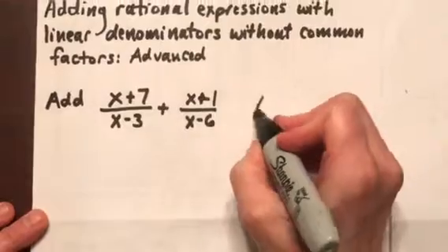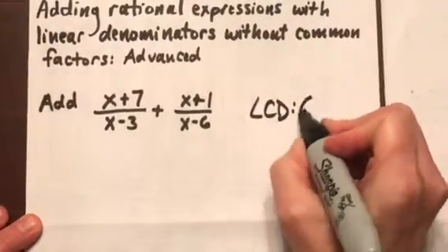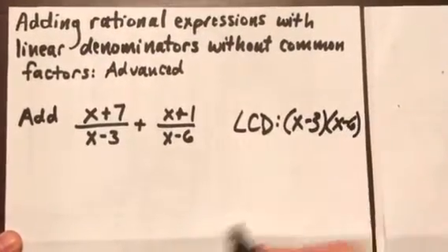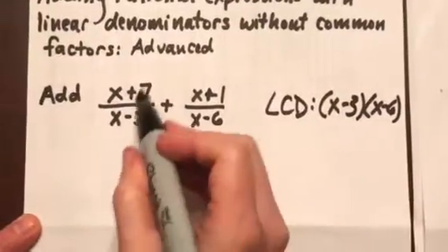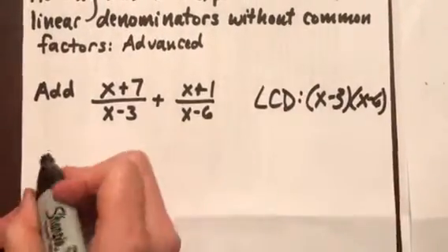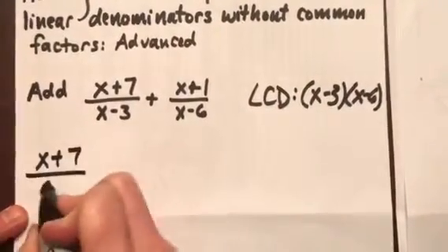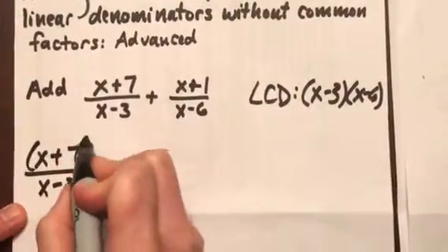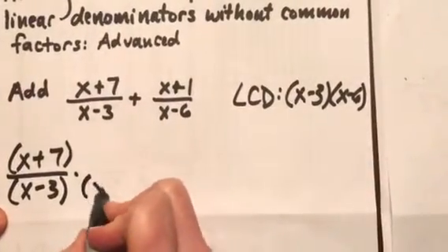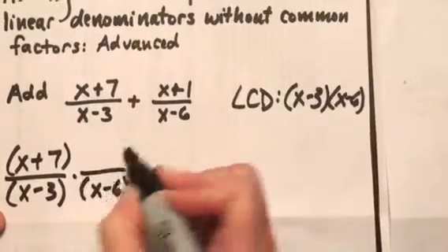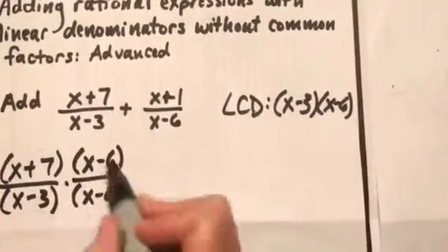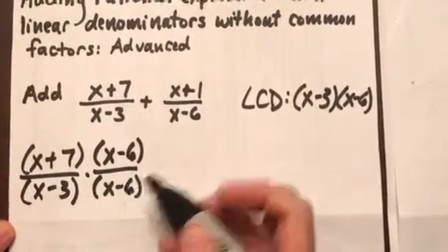And so my least common denominator in this case will be the product of those two, x minus 3 times x minus 6. All right, and so I want to multiply each fraction by the part of the least common denominator that it's missing. And so the first fraction, the x plus 7 over x minus 3, let's put parentheses around numerator and denominator. And we want to multiply by the missing part, the x minus 6 in the denominator. But if we do that in the denominator, we have to multiply by x minus 6 in the numerator as well. That way, we really haven't changed the fraction, we've just changed how it looks.